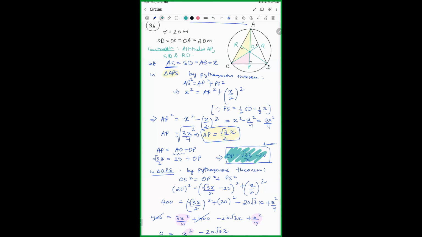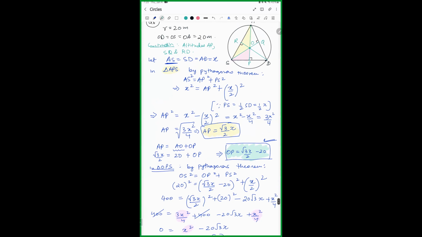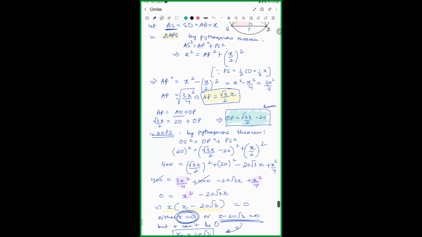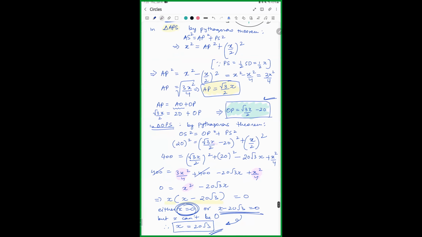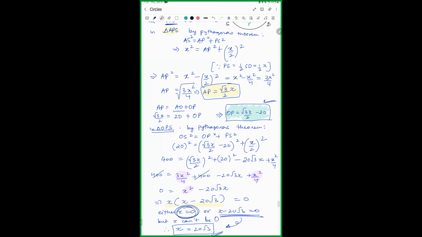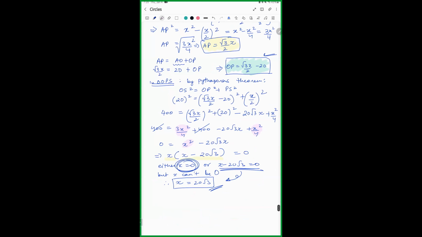Whoops, it's a little problematic. Okay, then we got the value of OP. And then in the smaller triangle, the pink triangle, we applied the Pythagoras theorem. And from that, we just put the value of AP, we just put the value of OP, and we got the value of X from that.